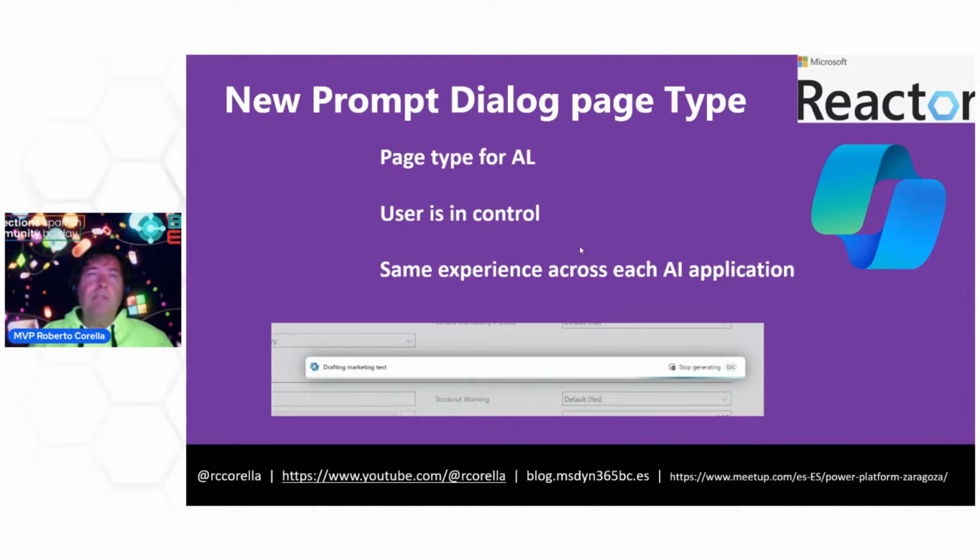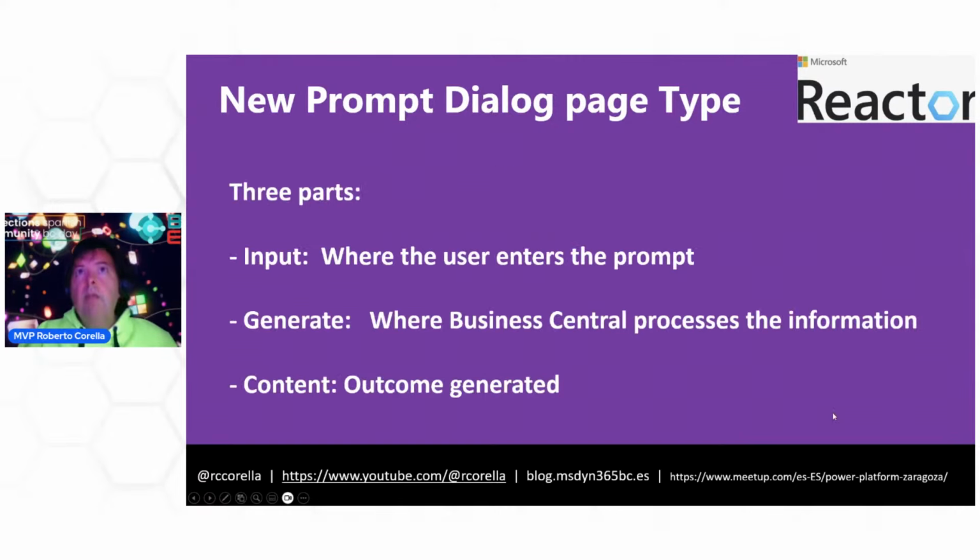The most important thing is that in every part of Business Central we have the same kind of page to use with Copilot in this case. And this is the kind of page. Normally, we have three parts of the prompt dialog page. We have the input, we have the generate, and we have the content.